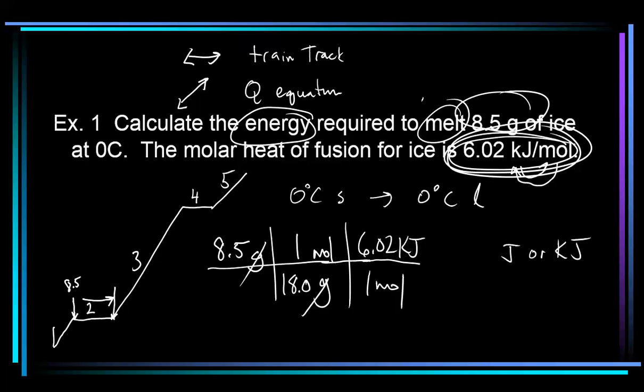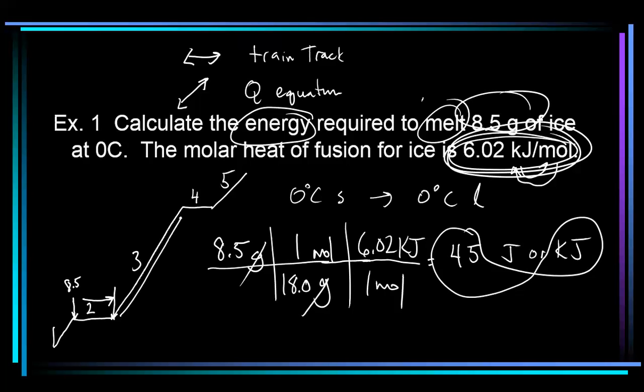What's the answer? 45. Which one, joules or kilojoules? 45 kilojoules. Is that actually right? Yeah. Okay, that is easy peasy lemon squeezy. You've already done the ones that you can do this because those were Q equations. Now you can do side to side. If you're up here, will you use 6.02? No, you will use 40.7.